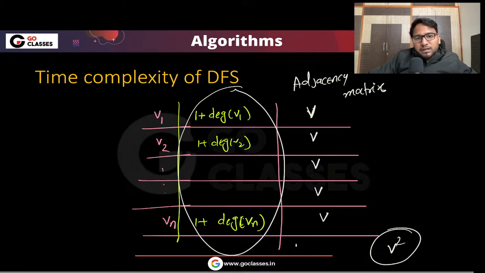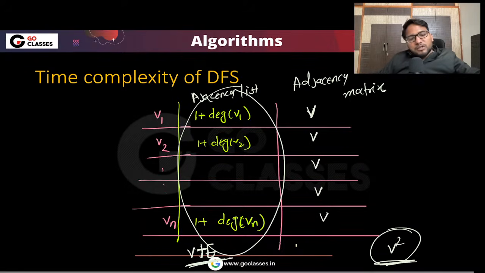In case of adjacency list, how much is the total? These are the V vertices, so 1, 1, 1, 1, V plus. And if you sum up all the degrees, then it will be 2E or E. So V plus E here, and here this is V square.